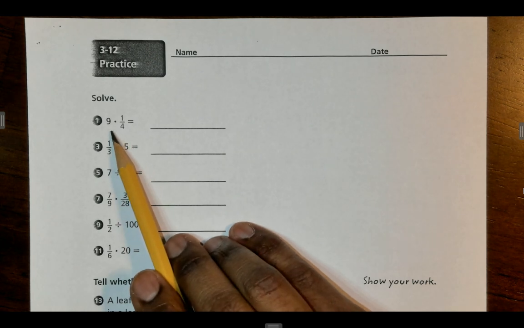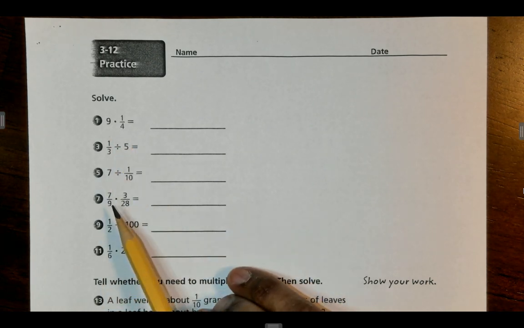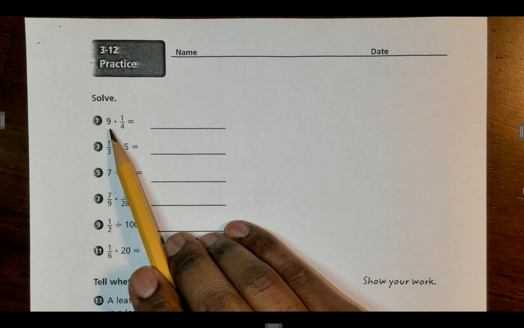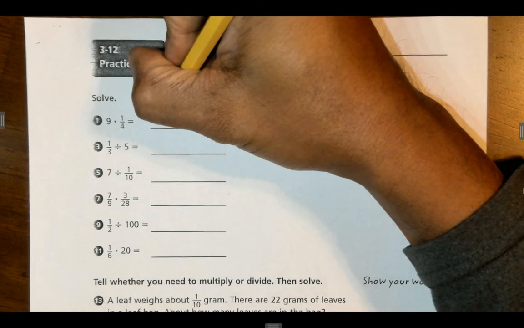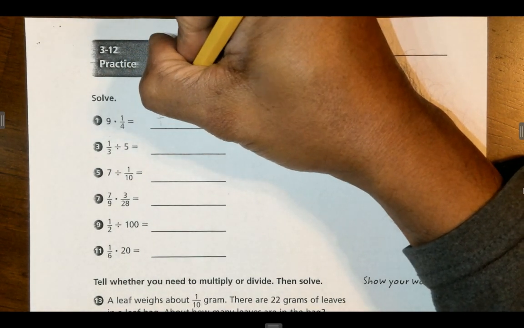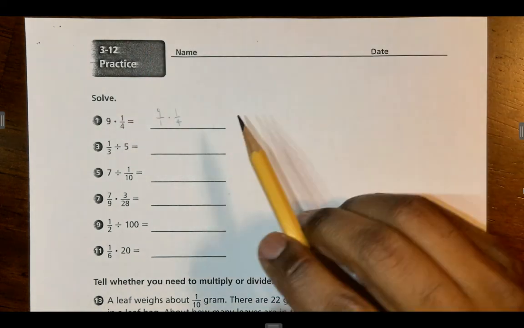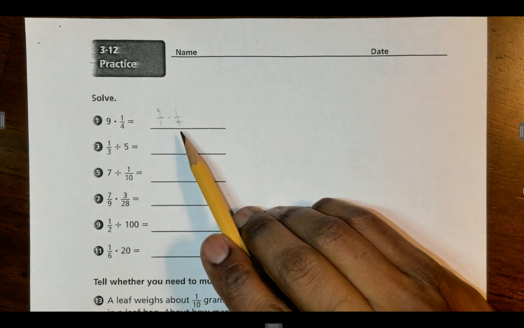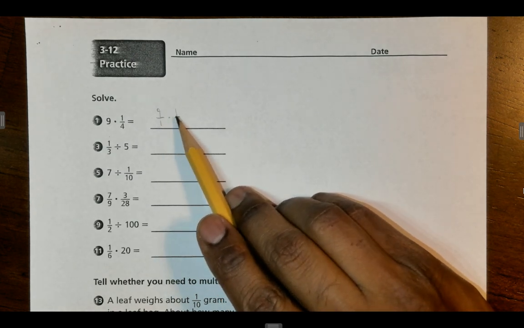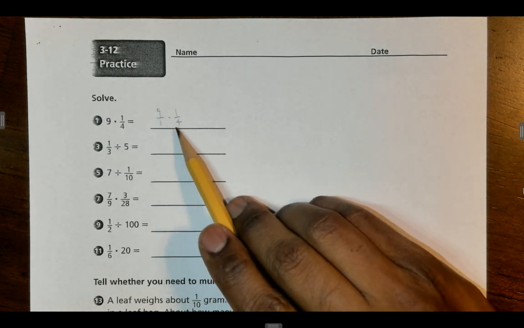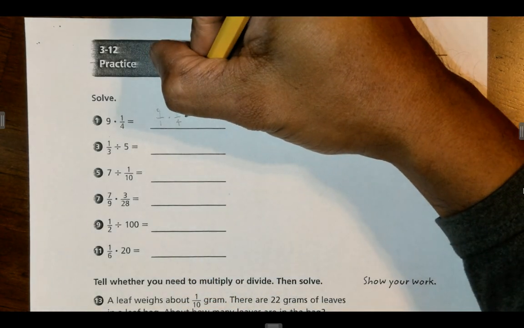Problem number 1, 9 times 1/4. Remember, when you see that whole number, let's start by rewriting it as itself over 1. So whole number 9 becomes 9 over 1 multiplied by 1 over 4. I'm going to pause and check to see, is there any opportunity for cross-canceling? 1's here, 4 and 9. No, there is not. So I'll multiply across the top and across the bottom.